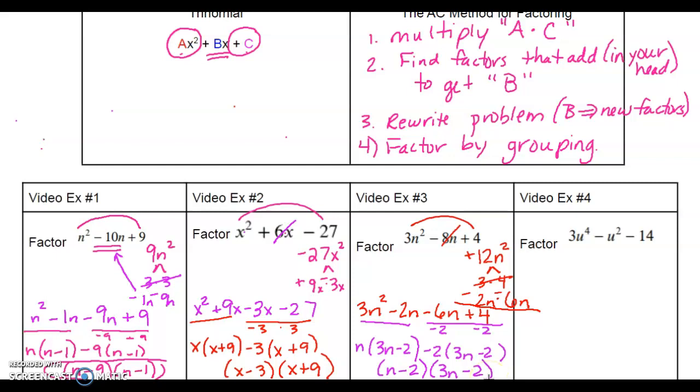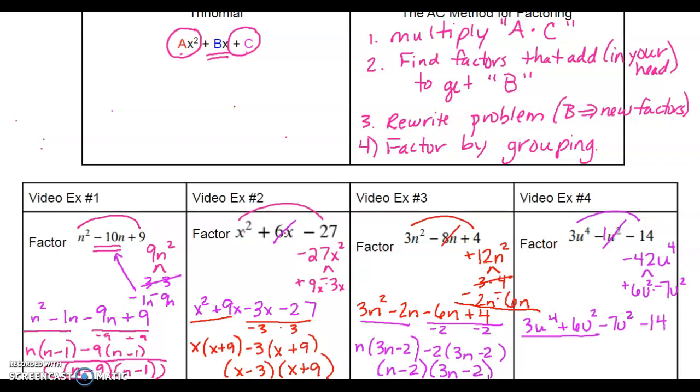All right, last one. We want to multiply. So -14 times 3 is -42. And I want to get -1. Ooh, well, 6 times 7 does give me 42. When you split up u to the 4th, it's going to be u squared. To get -1, I need it to be 6 minus 7. So we're going to rewrite that. I get 3u^4 plus 6u^2 minus 7u^2 minus 14.